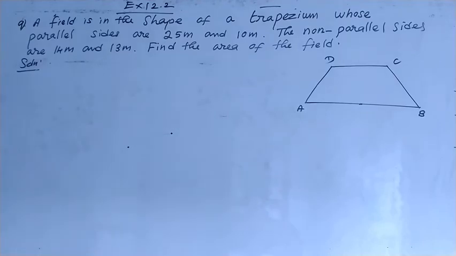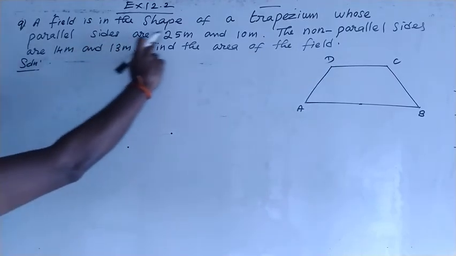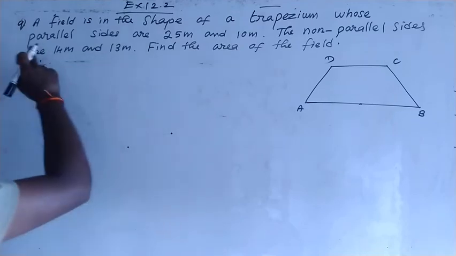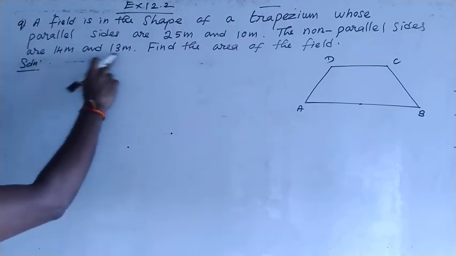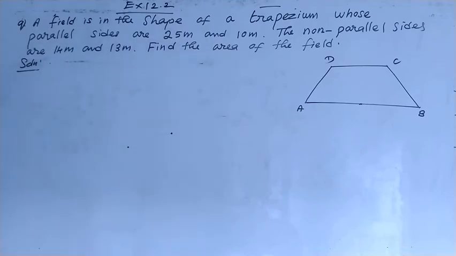Let's start question number 9. A field in the shape of a trapezium whose parallel sides are 25 meter and 10 meter and the non-parallel sides are 14 meter and 13 meter. Find the area of the field.